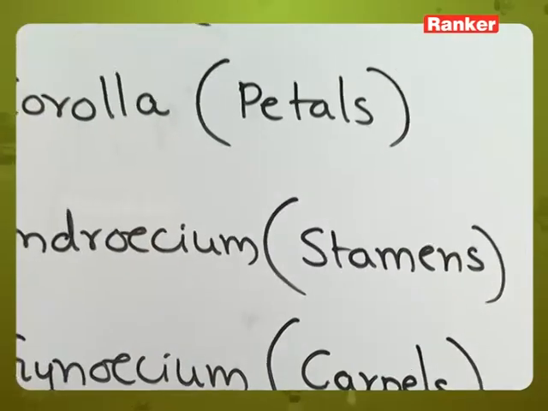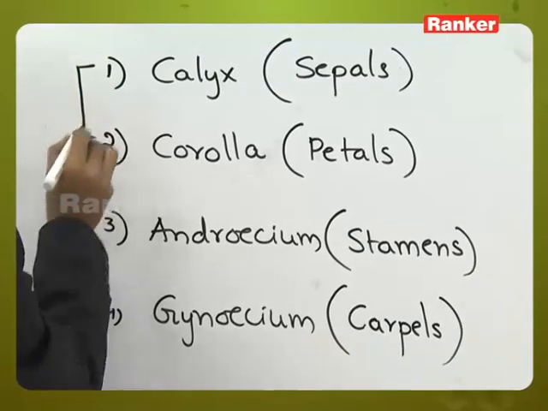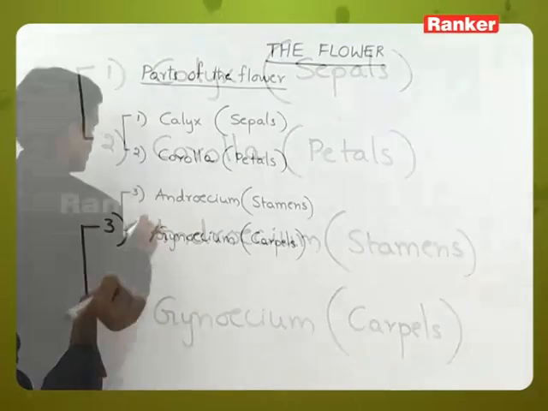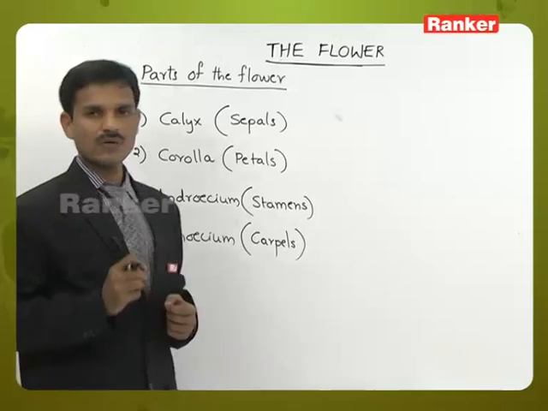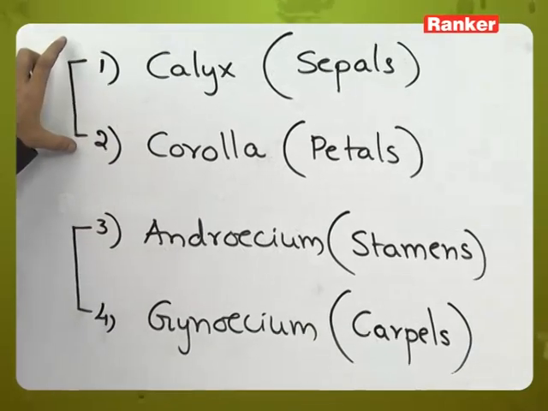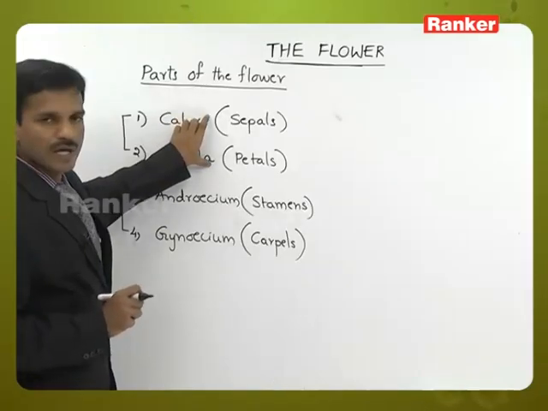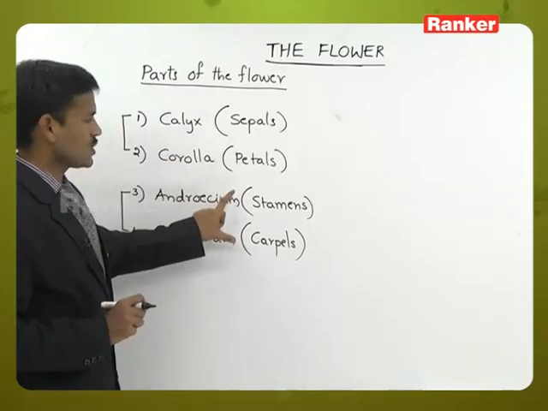The first two are non-essential organs, and the third and fourth walls are known as essential organs. Non-essential organs are not useful for reproduction, whereas essential organs are useful for sexual reproduction.